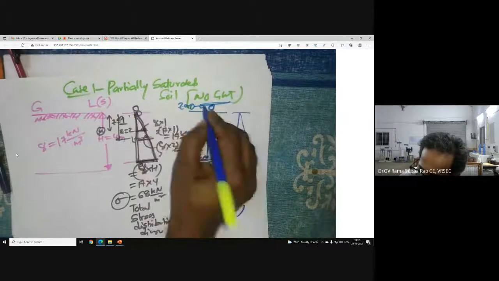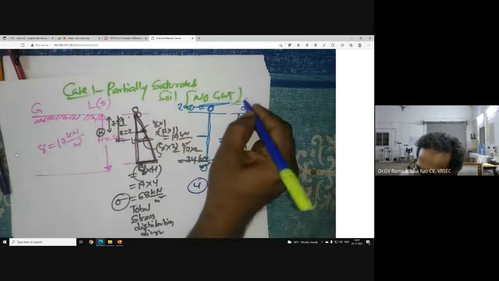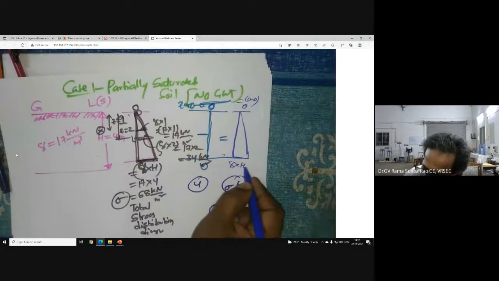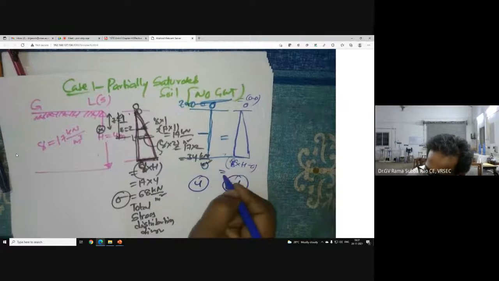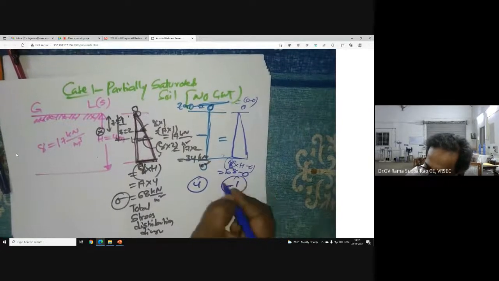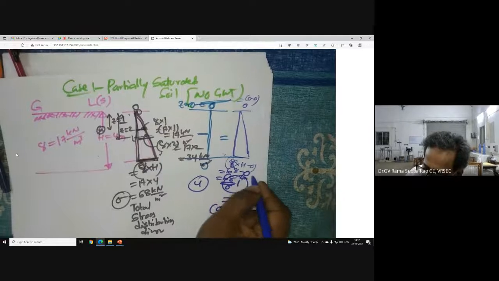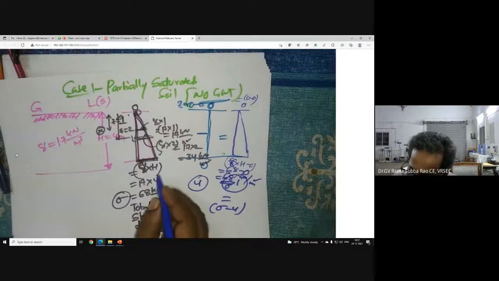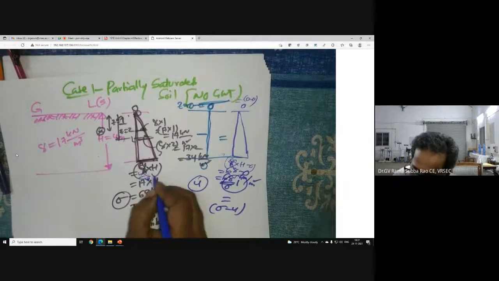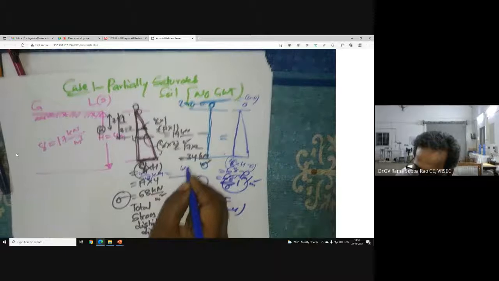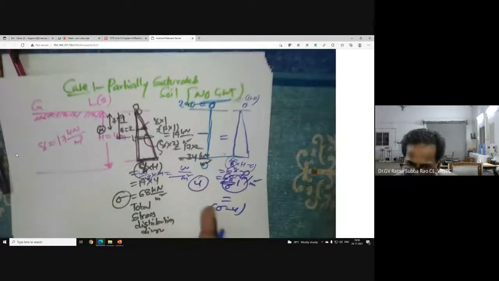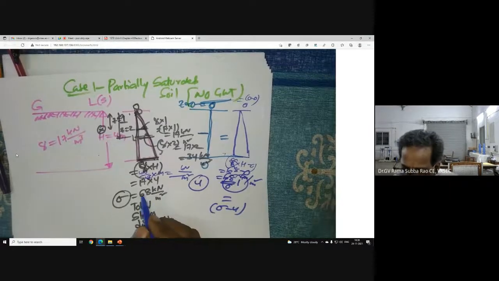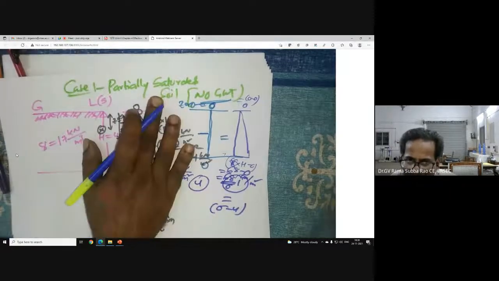0 minus 0, it becomes 0. I will write here 0 minus 0. Now it is very interesting to write gamma into h minus 0, that I'm trying to call here 68 minus 0. Ultimately the answer is 68 kilonewton per meter square, because you know that here gamma is in kilonewton per meter cube. You are multiplying with meter. Ultimately you are getting the units for pressure, or as we call it here, stress, kilonewton per meter square. This is about partially saturated soil.